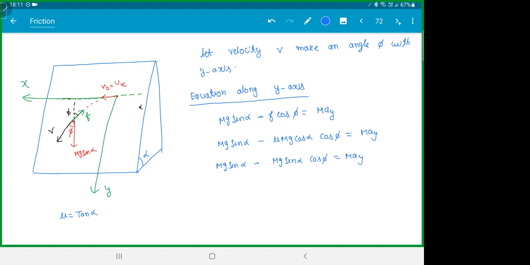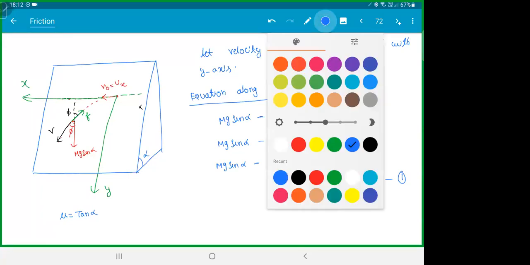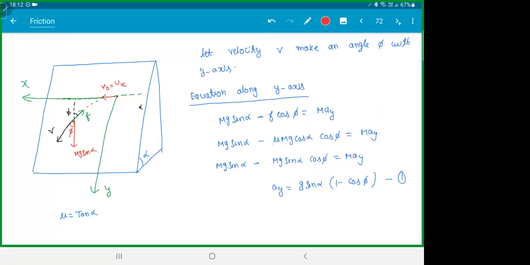So from here we get ay is equal to g sine alpha into 1 minus cos phi. This is your equation 1. Have a look at this. We get mu is equal to tan alpha. Tan alpha will be sine by cos. Cos gets cancelled and mg sine alpha comes out common. This question works just because mu is equal to tan alpha.